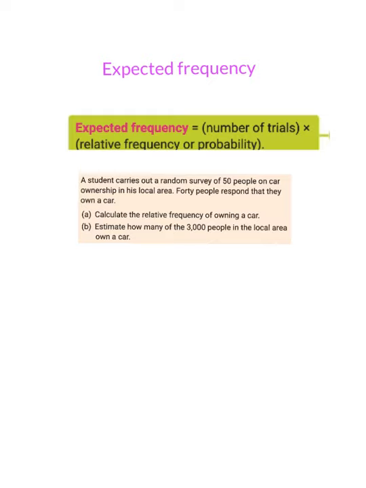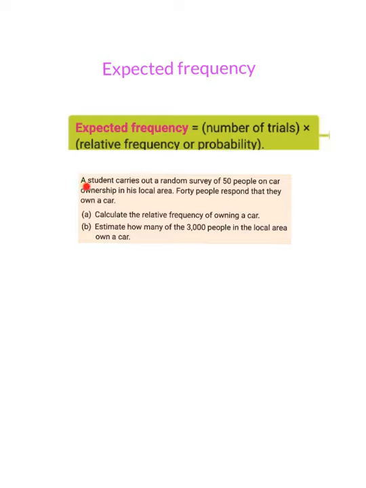So today we're going to do expected frequency, and this is the formula that you've got to learn now. Expected frequency is the number of trials multiplied by the relative frequency or probability. Remember, to get relative frequency, it is the frequency all over the number of trials, and to get probability, we use the terminology: it's the number of favourable outcomes all over the total number of trials.